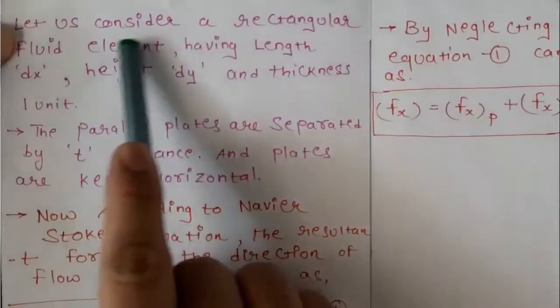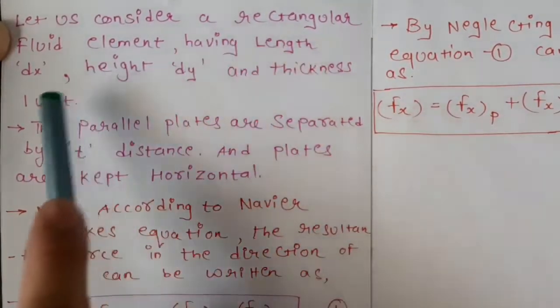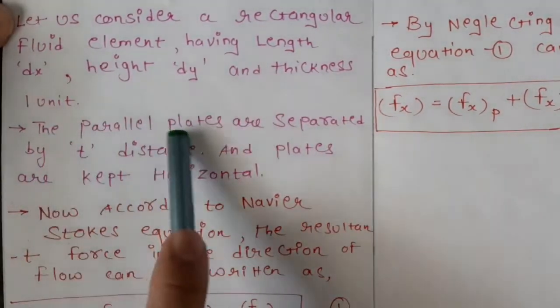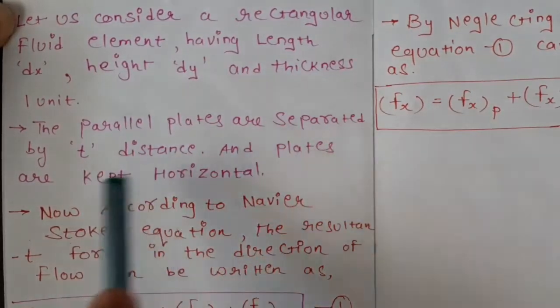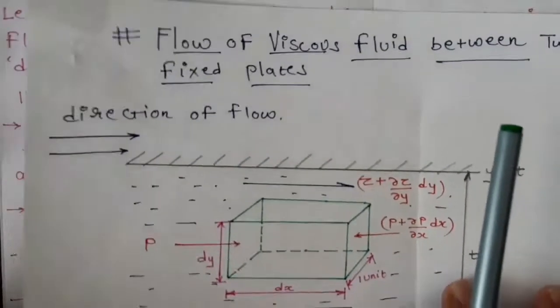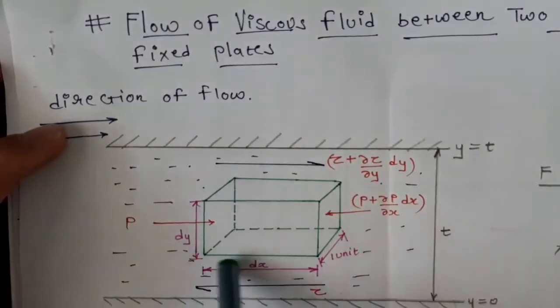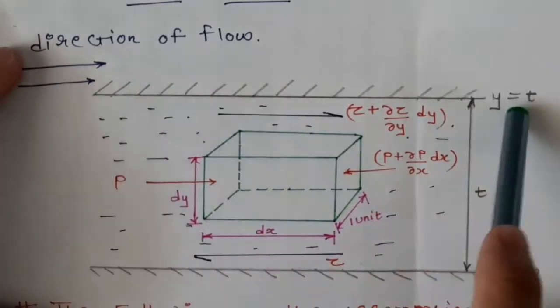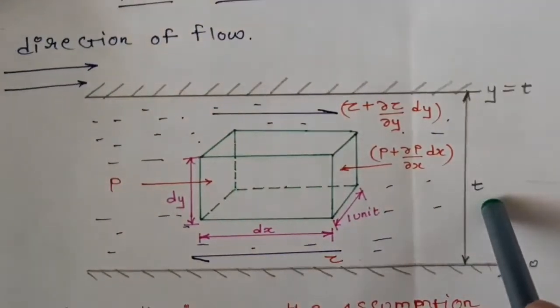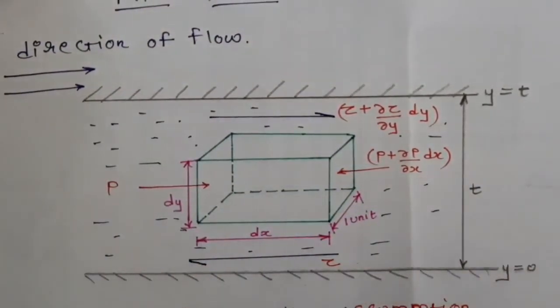Now let us consider a rectangular fluid element having length dx, height dy and thickness 1 unit. As I had told, the parallel plates are separated by a distance t and the plates are kept horizontal. So this is the rectangular fluid element and these are the horizontal parallel fixed plates, separated by a distance t. The direction of flow is in the positive x direction, so the forces in the positive x direction are taken as positive and the forces opposite to the flow are taken as negative.